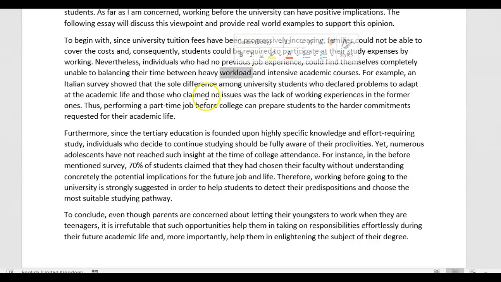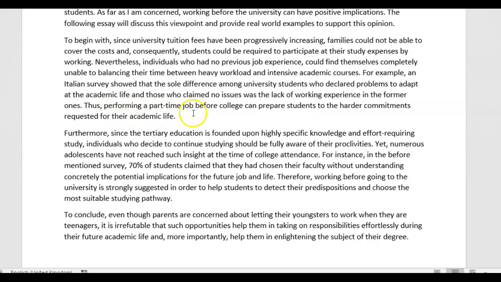Because workload does not replace the word job, and you cannot use the word work because you have workload. And intensive academic courses, absolutely. For example, an Italian survey showed that the sole difference among university students who declare problems while adapting to the academic life and those who claim no issues was the lack of working experience in the former ones. I would say in the former group, not in the former ones, or among the former, even better.